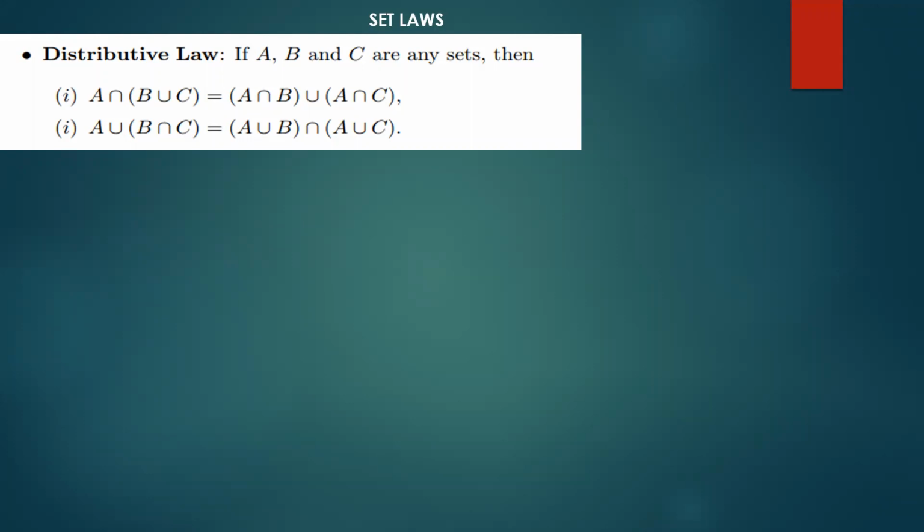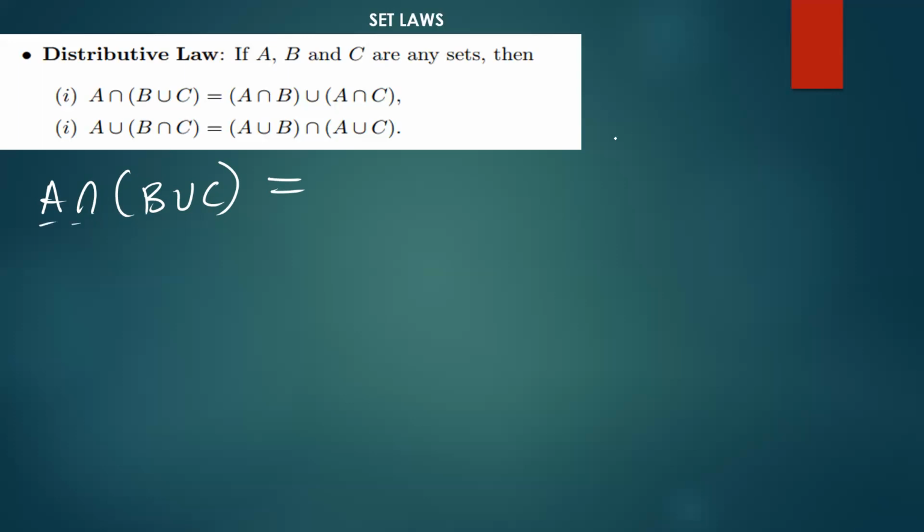So I'll start with the first point there. On the left-hand side, we have A intersection, or let me just write it the way it is: A intersection, and then B union C. Now, how did they get to what they have on the right? It's very simple. You look at A intersection there.